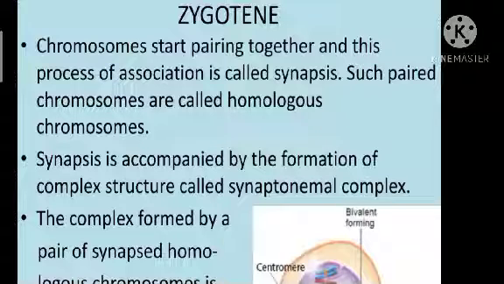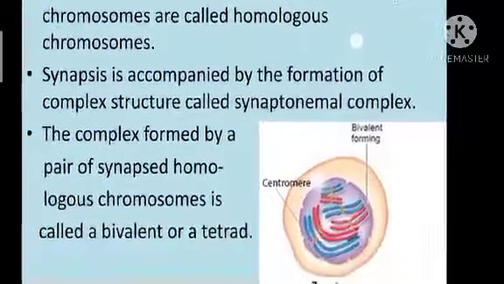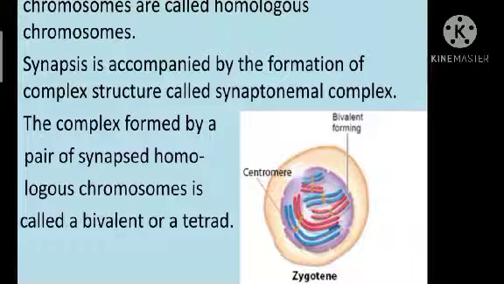And this process of association or pairing is called synapsis, and such paired chromosomes are called homologous chromosomes. So inside the cell, 23 pairs of homologous chromosomes will be formed. Synapsis is actually accompanied by the formation of a complex structure called the synaptonemal complex. As a result of this, the synapsed homologous chromosome is called a bivalent or a tetrad. After the pair is formed, we can say it is a bivalent because a pair of chromosomes are there, and each chromosome has two sister chromatids. So four chromatids are there, so we can also say it is a tetrad. So that pair of synapsed homologous chromosomes is called a bivalent or a tetrad.